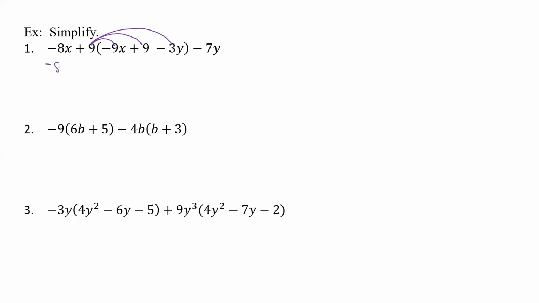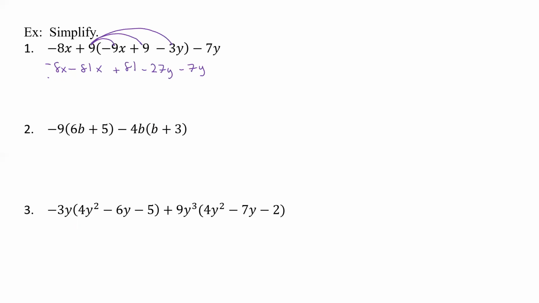So that gives me negative 8x, and then we have 9 times negative 9, so that's a negative 81, and that's an x as well. And we have 9 times 9, so that's going to be plus 81. And 9 times negative 3, so that's a negative 27y. And then I have a minus 7y.